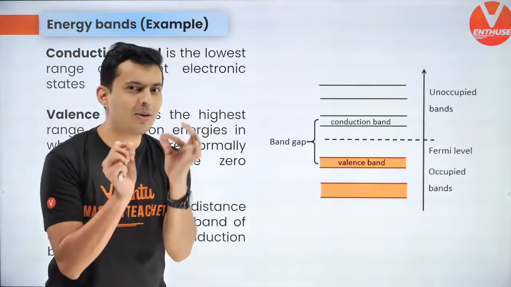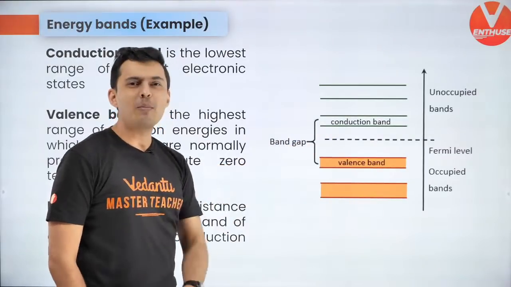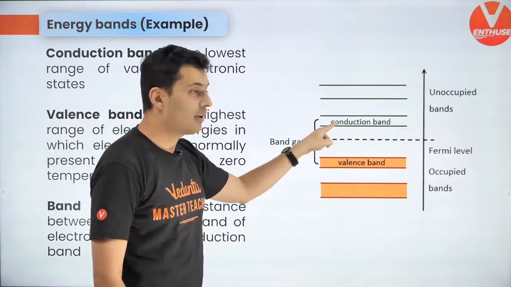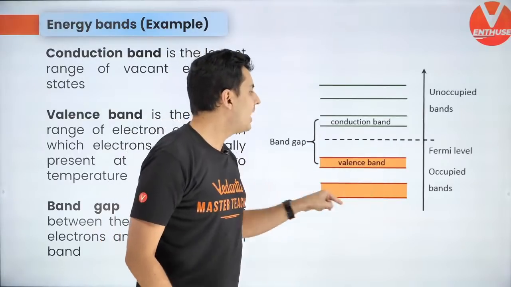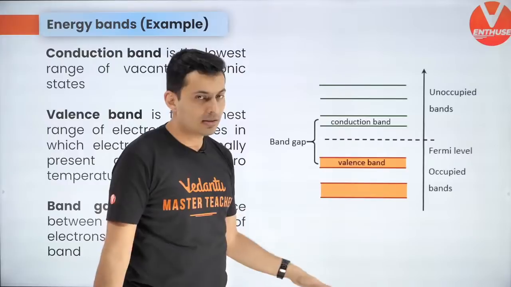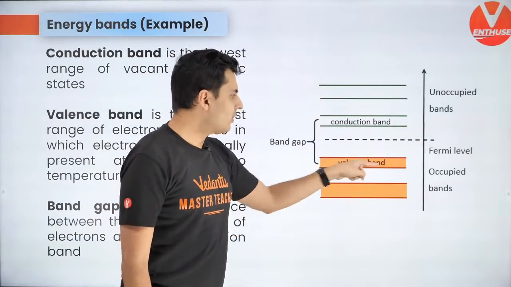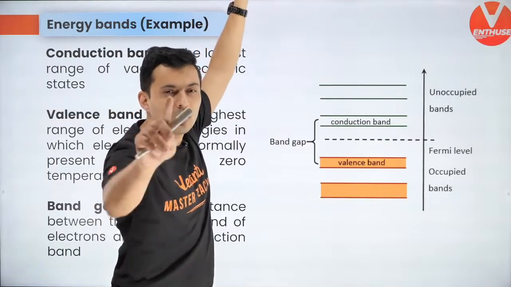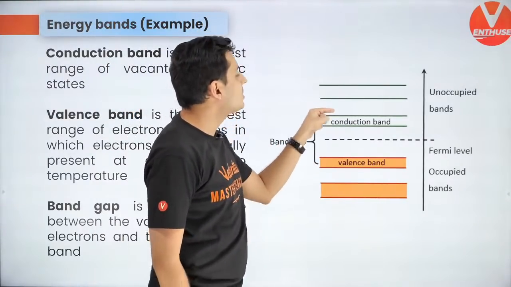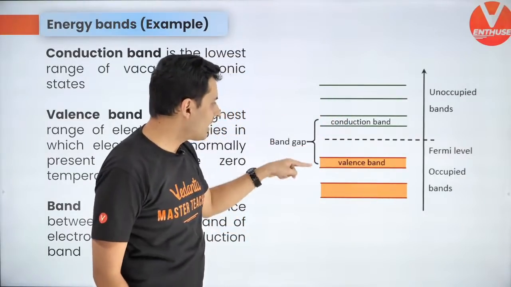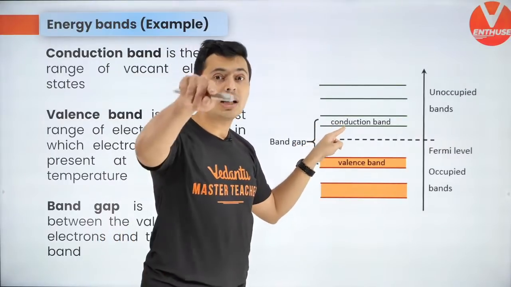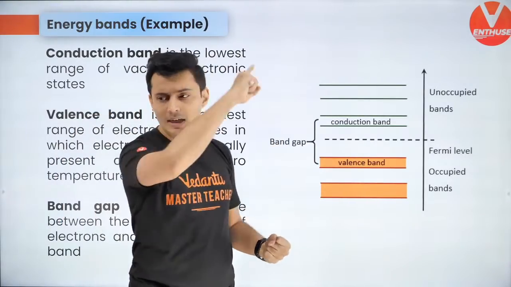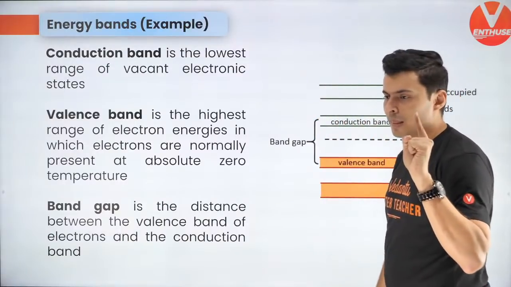Now you can probably understand the significance of this band gap. This is the band in which, if the electrons are present, conduction happens: the conduction band. This is the band in which, if the electrons are present, conduction does not happen. If the band gap is huge, the electrons need a lot of energy to jump into the conduction band. So you need a very strong, powerful battery for the conduction to begin. I hope this is clear.